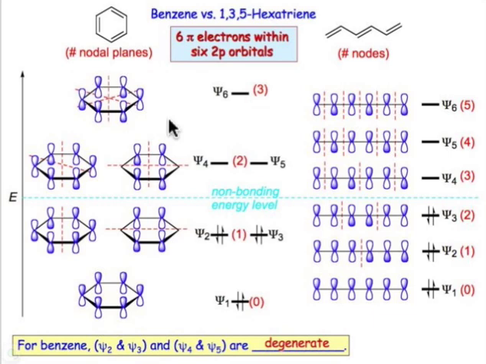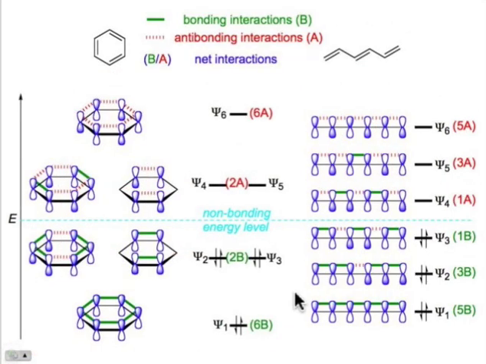So the number of nodal planes is related to the energy of that pi molecular orbital. I think analyzing the nodal planes is more difficult than the concept that I'll illustrate on the next slide. On the next slide, you're going to see the exact same molecular orbitals, but our analysis is going to compare adjacent carbon atoms and determine whether there's a bonding or an anti-bonding interaction. Let's take a look at that.